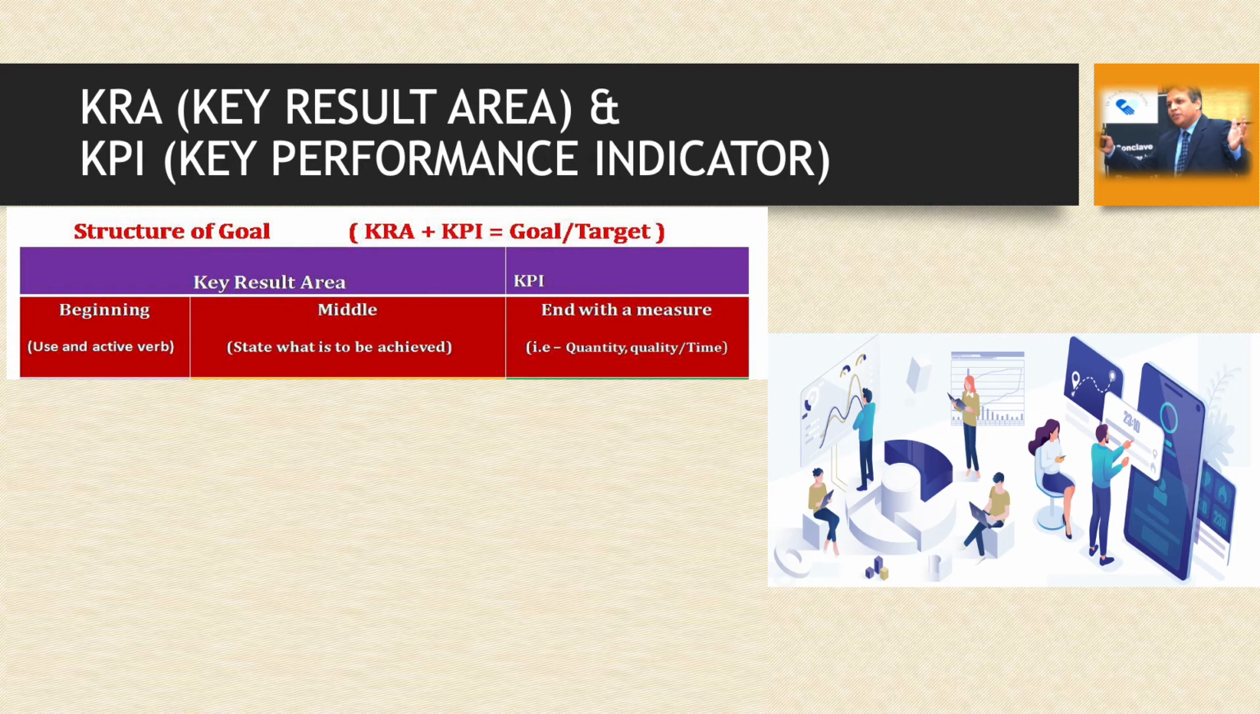Now, talking about the structure of the goal or objective. The goal or objective is nothing but KRA plus KPI, where in any objective you have the beginning where you use the active verb. Then you have the middle part, which is nothing but the KRA, which states what is to be achieved, and the objective ends with a KPI, where it is an end with a measure. For example, a quantity or a quality or a time.